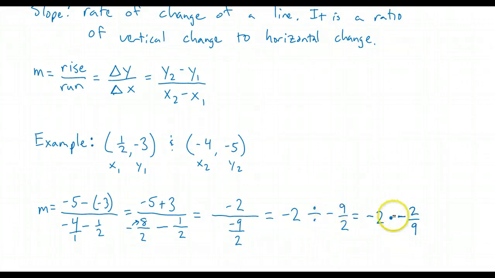Notice that it's not the opposite reciprocal, it's just the reciprocal. So I switch to the inverse, and I switch to the inverse. So now I have negative 2 times negative 2/9. Well, negative 2 is negative 2 over 1, and now I can just multiply straight across. Negative 2 times negative 2 gives me positive 4. 1 times 9 is 9. So my slope is 4/9.